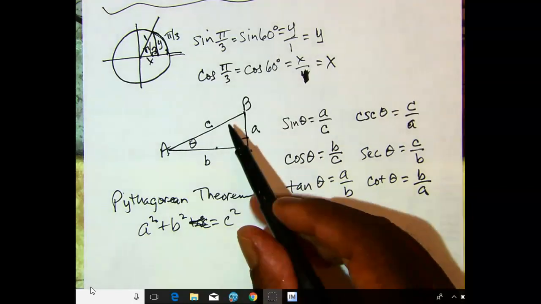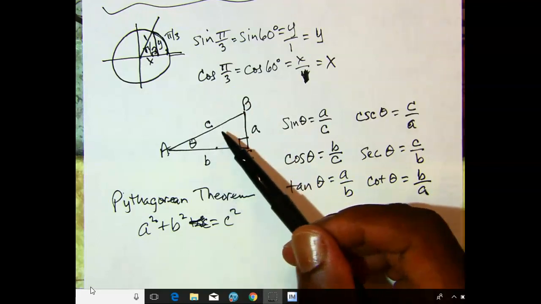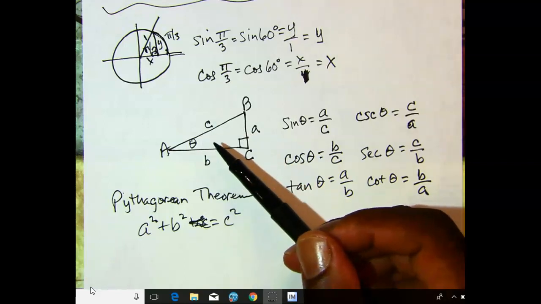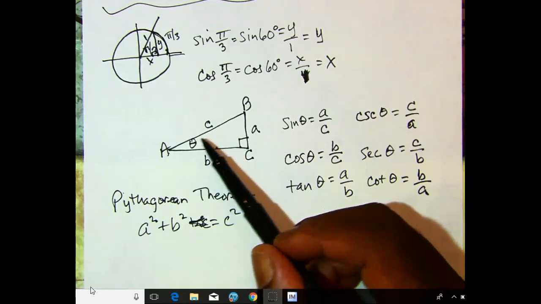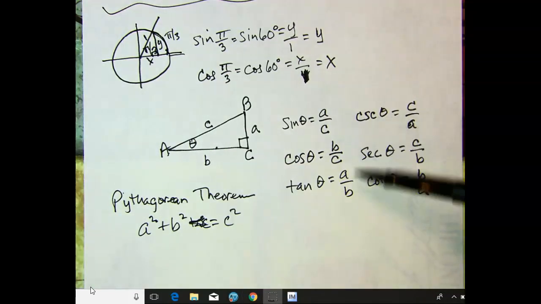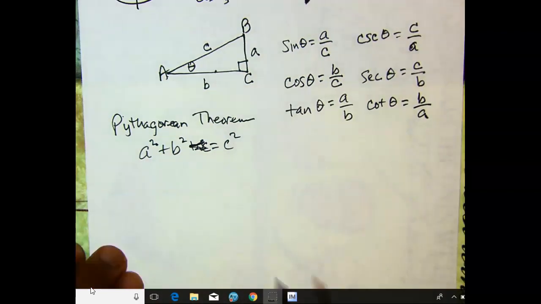Now what we notice here is that this triangle has 6 pieces to it. It's going to have 3 sides and 3 angles. Within the acute angles, we are able to write our 6 trig functions. So if we have all 3 of our sides, we would be able to find all 6 of our trig functions for that particular angle. So let's take a look at an example.